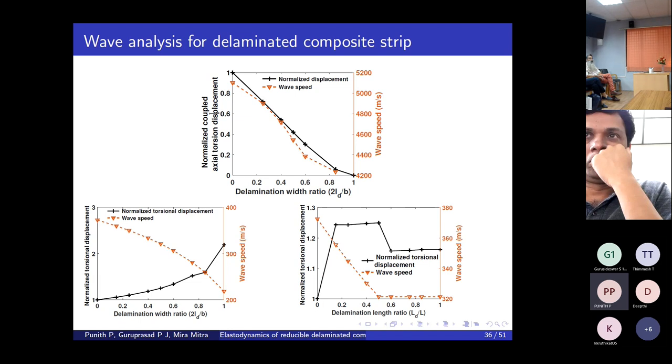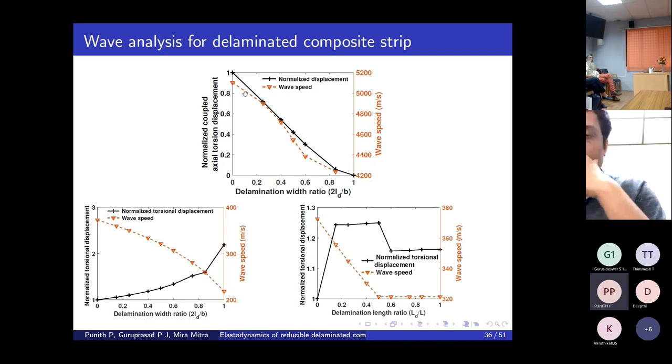Once we have the wave response for various delamination dimensions, we can create a response curve based on a damage index that we can use. Here the damage index can be expressed in terms of amplitude and the wave velocity. As you can see in the top figure, the wave velocity is decreasing with the delamination, and also the amplitude is decreasing. And this is the axial torsion coupled mode.